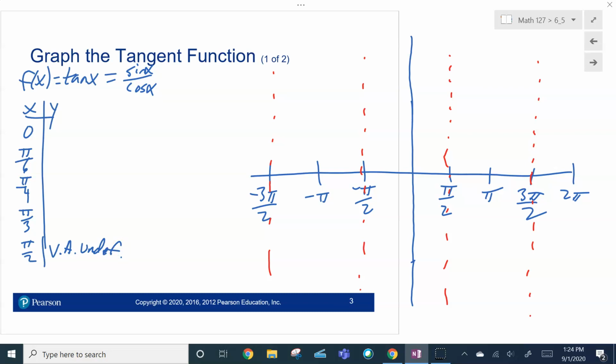So let's plug 0 in. I have sine 0 over cosine 0. I know the sine is 0, right?